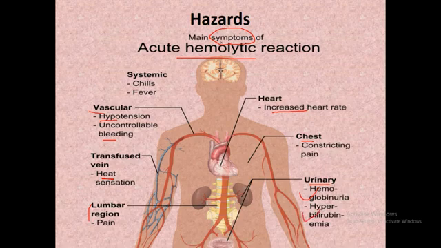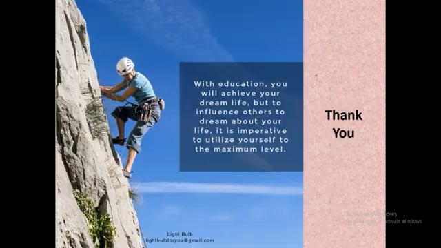So these all are the main symptoms of acute hemolytic reaction, and whenever the recipient complains about these symptoms, we immediately stop the blood transfusion. I hope everyone understood about the different types of blood elements from the beginning of chapter 1 to the end of this chapter.